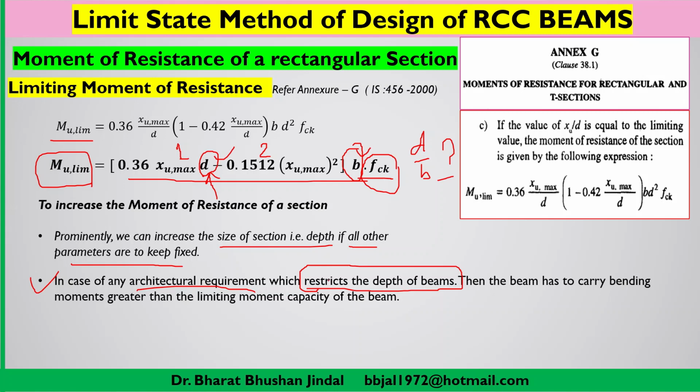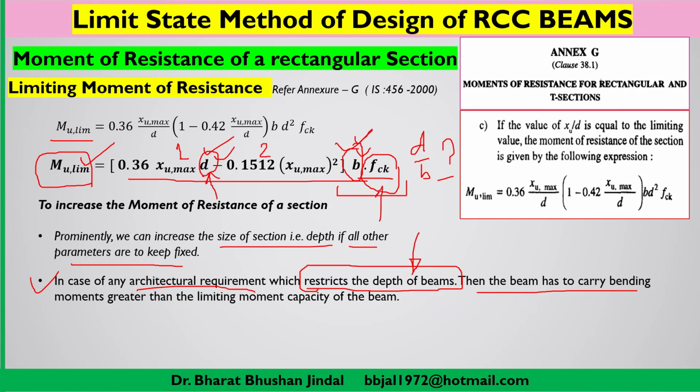So here what we have to understand is that if the depth of the beam is restricted, it means you will be unable to increase the limiting moment of resistance. Then what will be the options which we have in our hand? Either you can increase the grade of concrete or you can increase the width of the section. But now, if both depth as well as width are restricted, then what will you do?